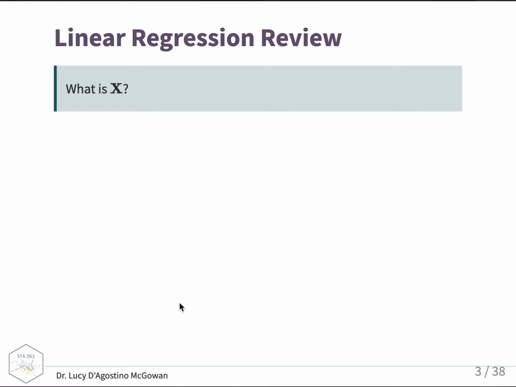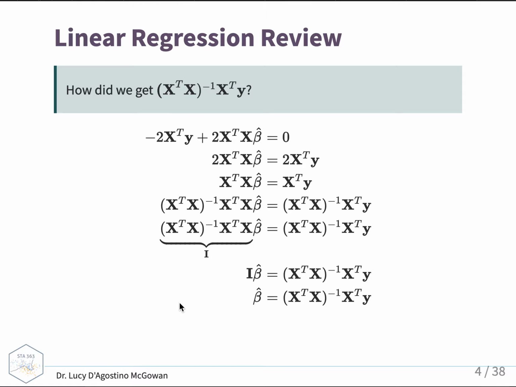So what is this X? It's a design matrix. And by design matrix, I mean it is a matrix where the first column contains all ones and the subsequent columns contain your predictor values. And how did we get that x transpose x inverse x transpose y? Well, here are all of the steps laid out for you.